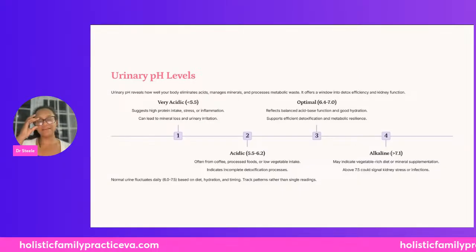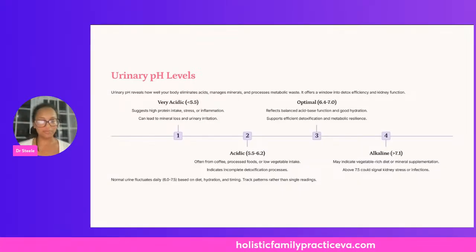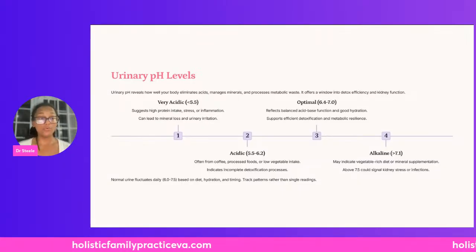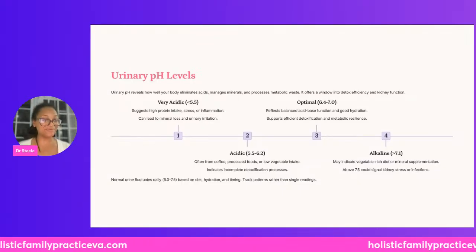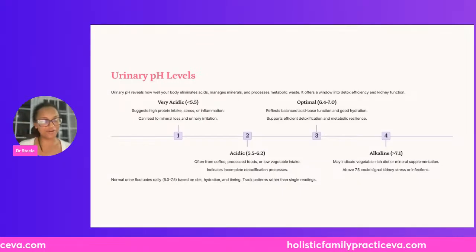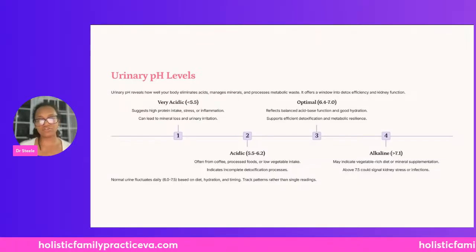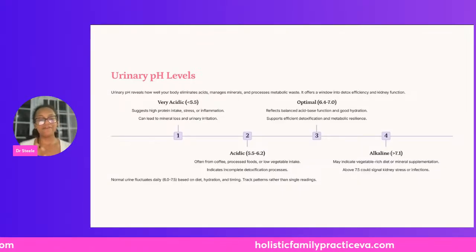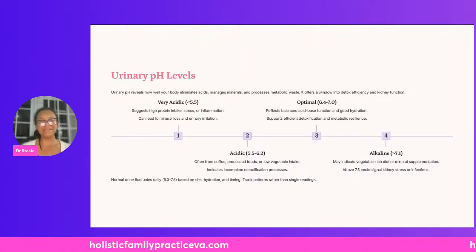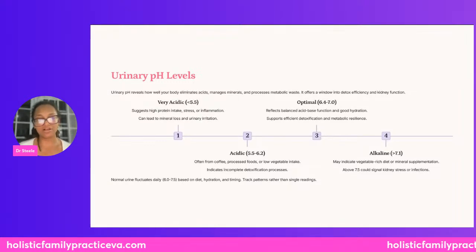If it's acidic at that 5.5 to 6.2, that can be from chronic processed foods, coffee, low vegetable intake as well. We do need vegetables. Most of our diet needs to come from our complex carbohydrates, our fruits and our vegetables, more in those alkaline fruits and vegetables. So if you have a low vegetable intake, it can affect your detoxification ability. And so it can indicate an incomplete detoxification process.